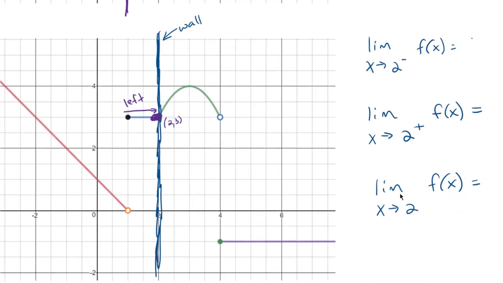So 3 is going to be your limit. As x goes to 2, the function itself looks like it's getting closer and closer to 3.